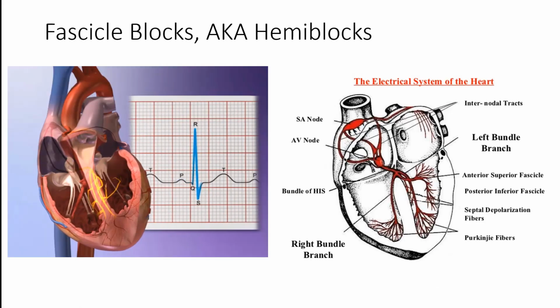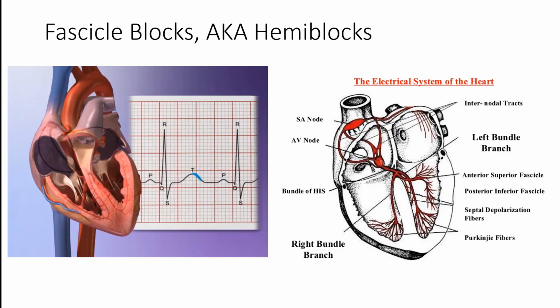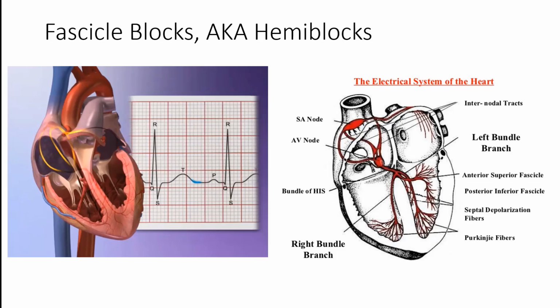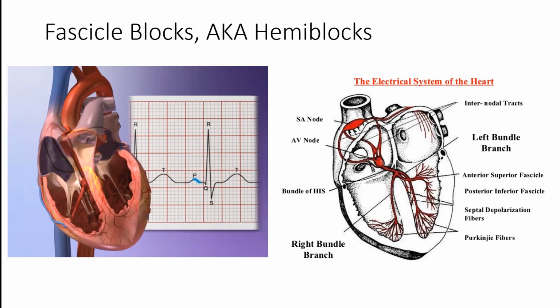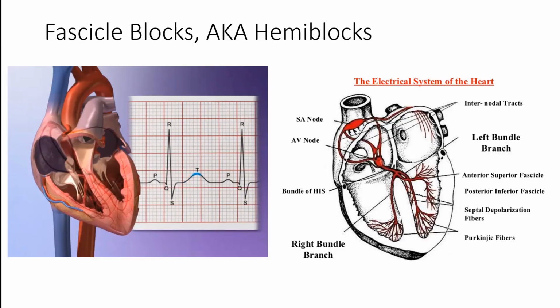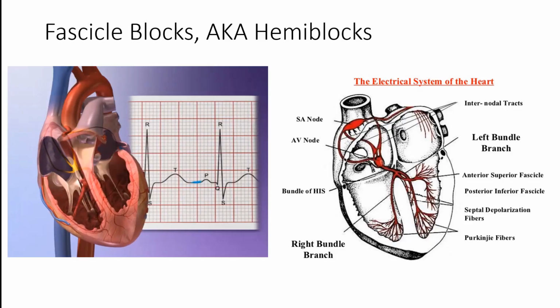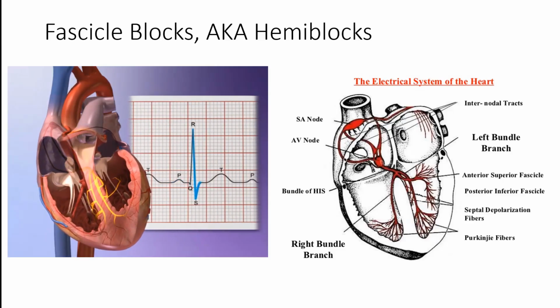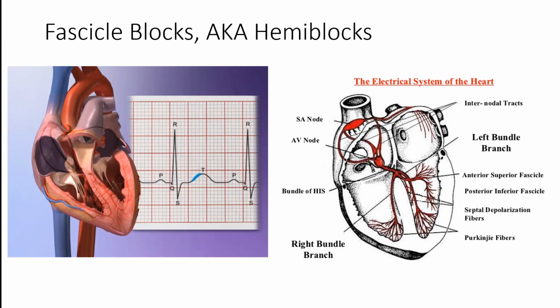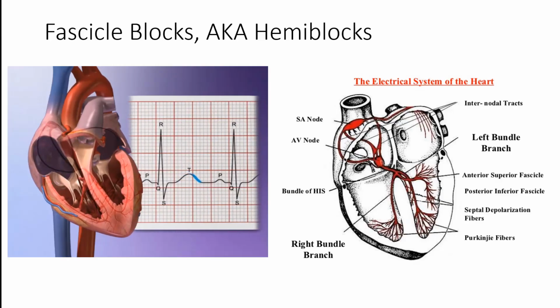We will now turn our attention to fascicle blocks, previously referred to as hemiblocks. We know that the left bundle, because the left ventricle is larger, has to branch off and provide two subdivisions, the anterior superior fascicle and the posterior superior fascicle. Now, these fascicles themselves can be blocked because they are downstream from the left bundle and can experience disease processes themselves, independent of the more proximal left bundle.